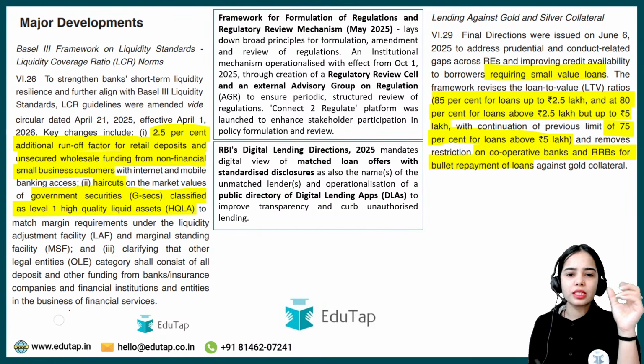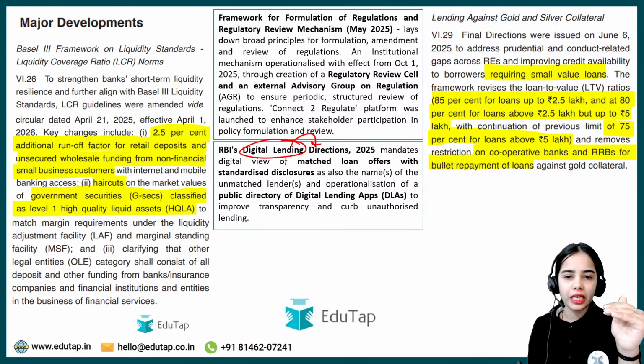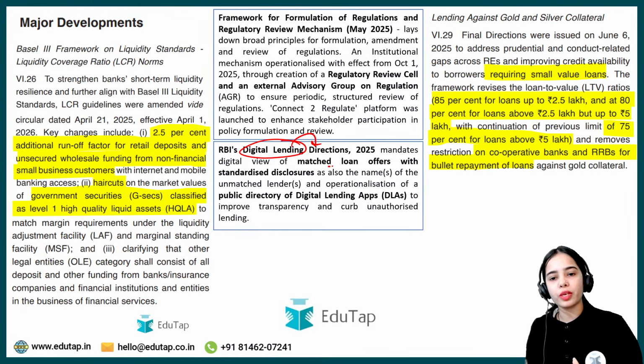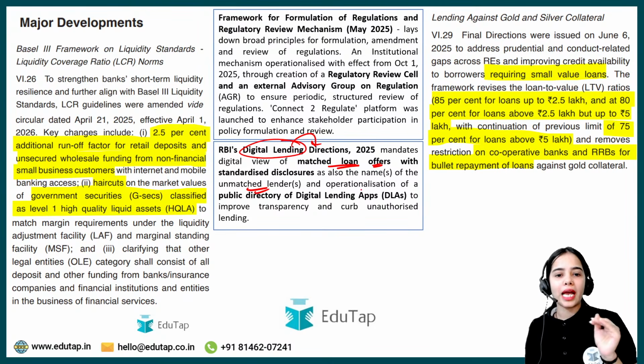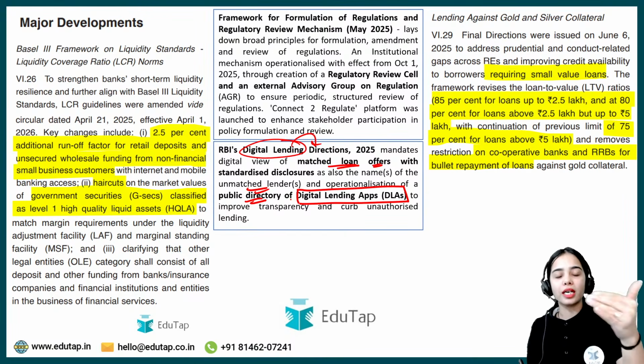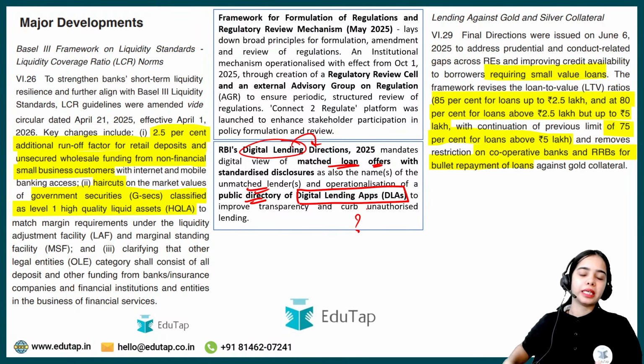Basically, they are providing the loan at a higher interest rate, or they do not provide the loan for this particular tenure. So this is the idea, that digital lending directions were laid down, in which it was said that the digital lending platforms have to show the matched loan offers and the unmatched lenders also, as well as there is the public directory of digital lending applications that is being operationalized, so that the public can see which are the actual digital lending applications.